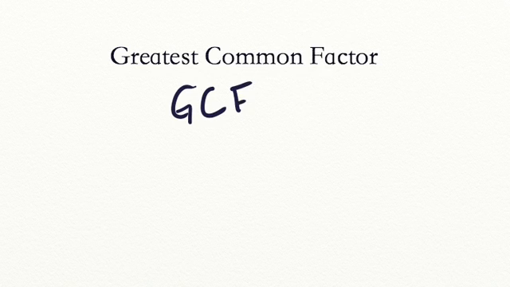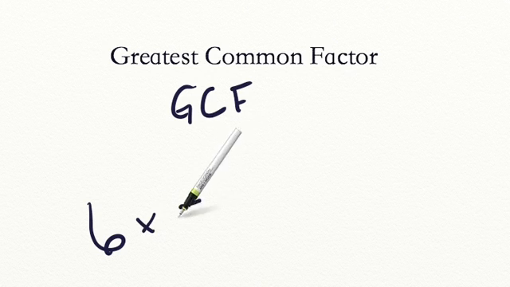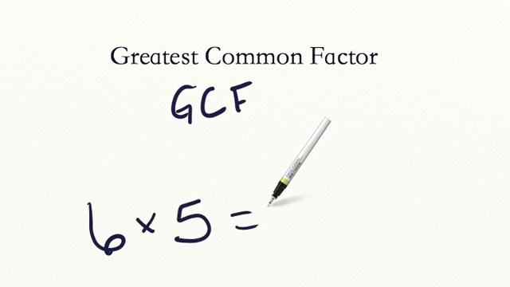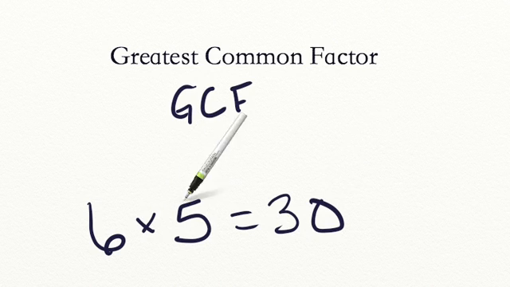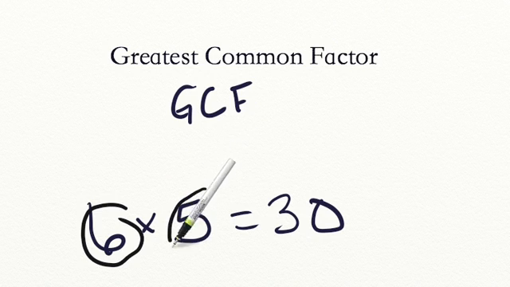Alright, before we can get started, we need to review what a factor is. A factor is a number that's multiplied by another number to equal a product. For example, if we multiply 6 times 5, we get a product of 30. The factors in this problem are 6 and 5. Those are the two numbers that we multiply together to get the number 30.